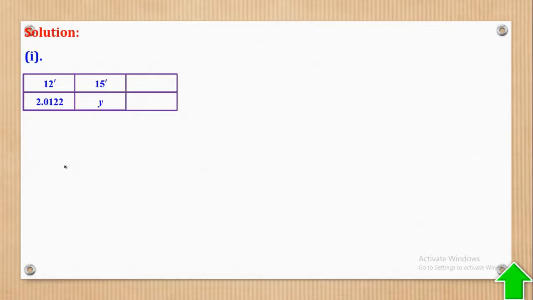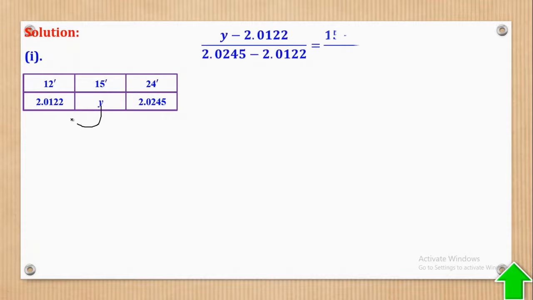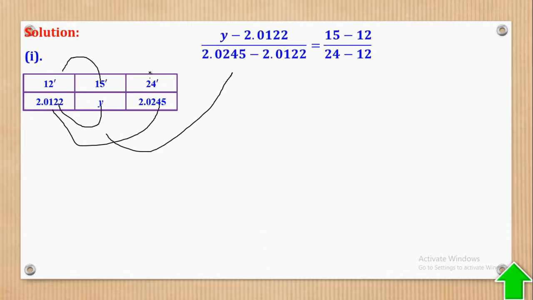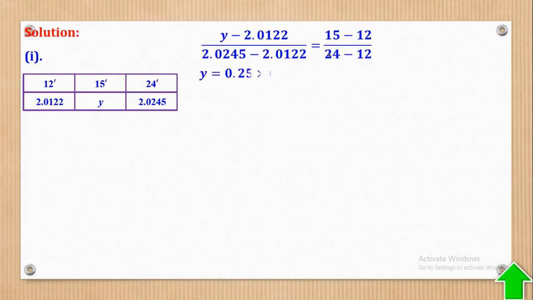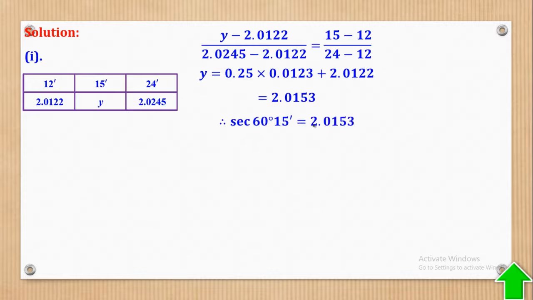So for these two values of y, it is this one which is smaller, therefore the ratio will be y minus this over this minus that, as you can see here. Then for the upper part, it will be (15 minus 12) over (24 minus 12), as you can see there. So when I make y the subject, y will be equal to that. So that implies that sec 60 degrees 15 prime is equal to 2.0153.